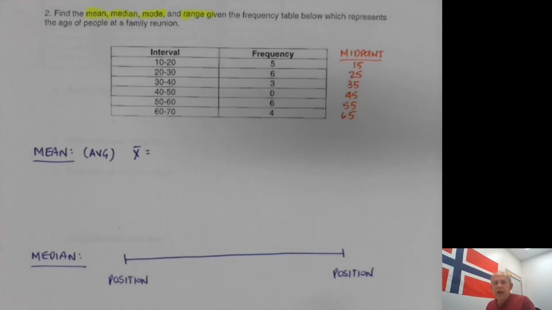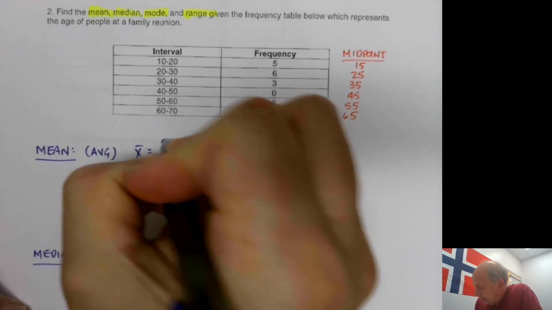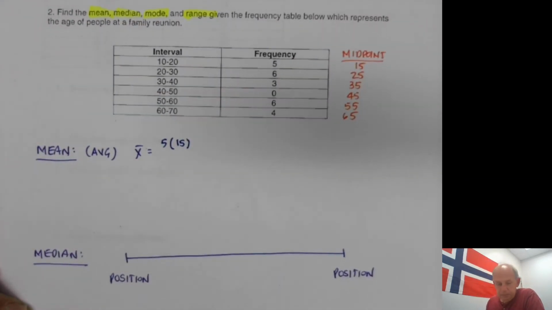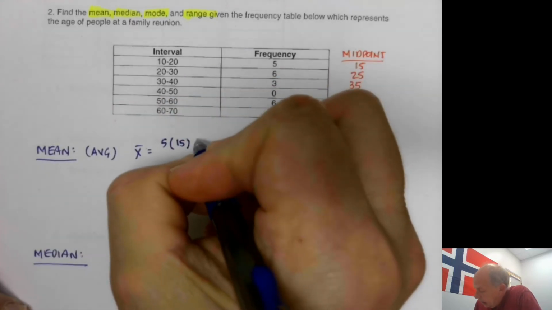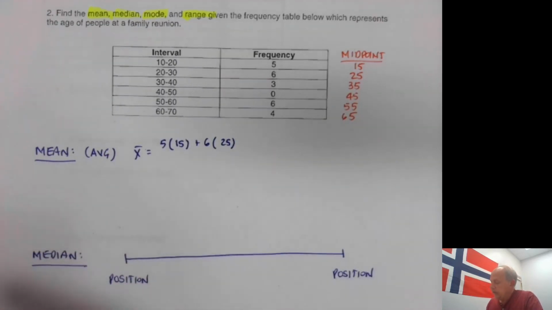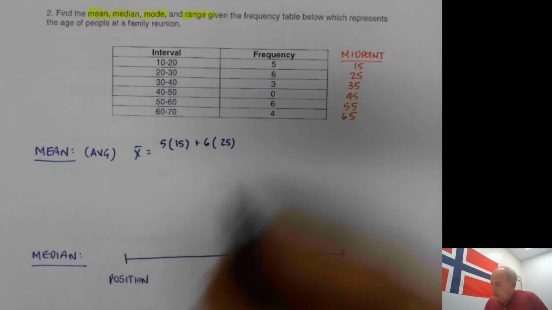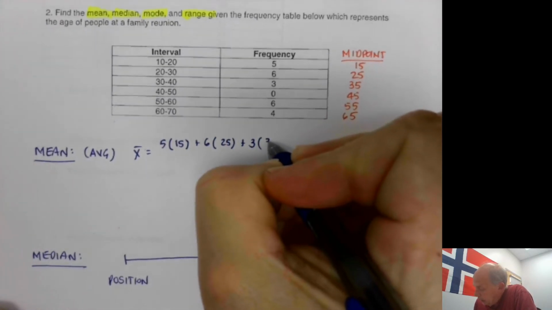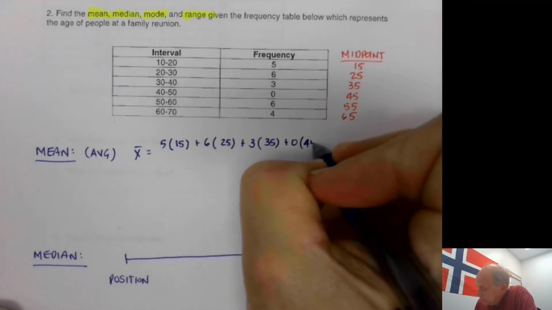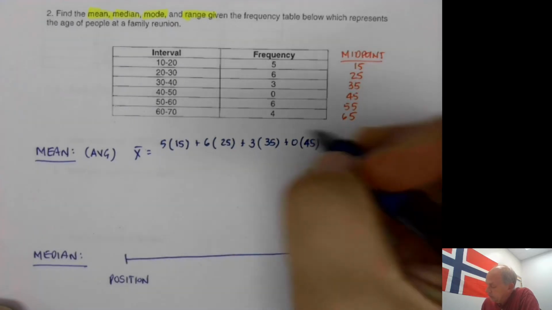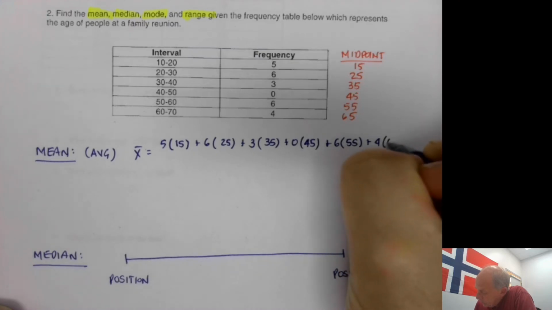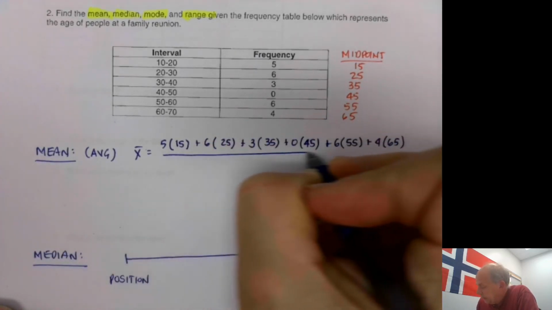So to find the average, I'm going to say there were 5 teenagers there that I'm going to estimate at 15 years of age. I'm going to say there were 6 young adults between 20 and 30 years of age, and I'm going to call them 25. There were 3 older adults that I'm going to call 35. Nobody was between 40 and 50, so 0 times 45, 6 times 55, 4 times 65.